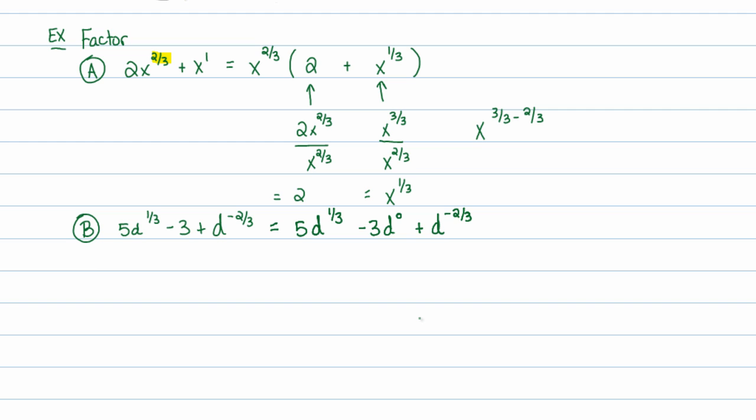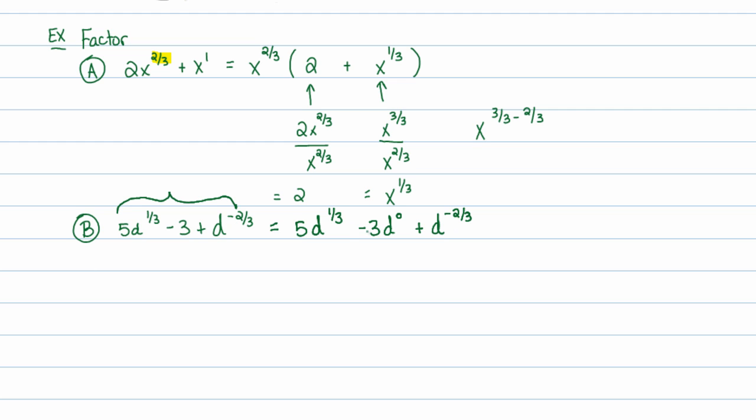Often I'll get students that ask me, well, am I supposed to do this from now on? Am I supposed to actually write d to the 0th whenever I have a constant term? The answer is really no. This tactic is only really useful if you have negative exponents. That's really the only time you need to consider doing something like this. So if you have an expression like this, and you're asked to factor, and you notice that one of your exponents on your variables is negative, then likely you can factor as long as you put a variable to the 0th power on the constant.